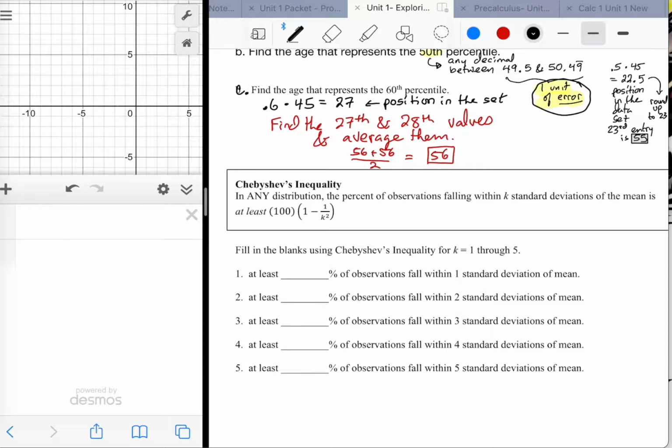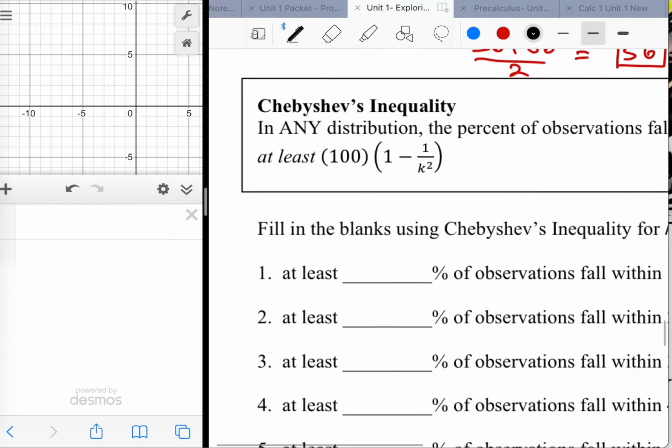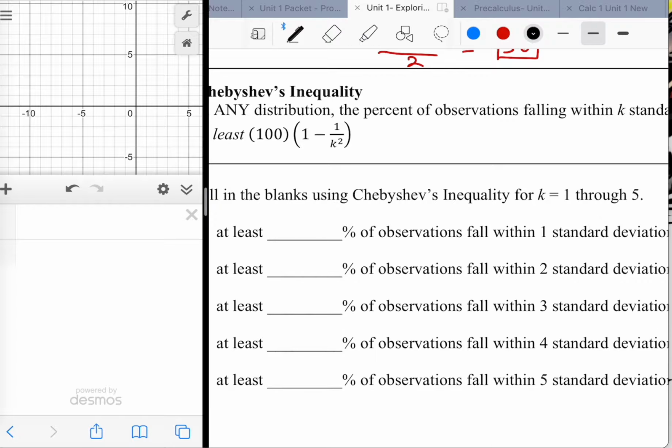Chebyshev, sorry. Always want to give it a little extra. In any distribution, the percent of observations falling within k standard deviations of the mean is at least 100 times 1 minus 1 over k squared. So, k represents the number of standard deviations.